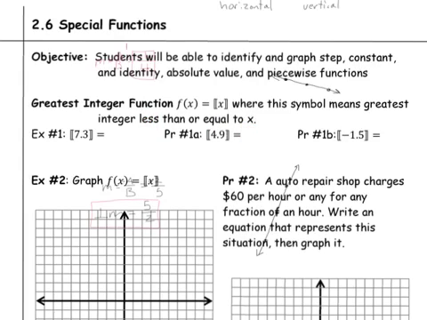So for example, 7.3. Well, what's the greatest integer less than 7.3? Well, it's 7. And the greatest integer less than 4.9 is 4. And you should try and guess what the greatest integer that is less than negative 1.5 is. And hopefully you saw that it's negative 2, right? Because that's what's less than negative 1.5. You might have said negative 1 there. That's a temptation because you think negative 1 is less than negative 1.5. But with negative numbers, it would be negative 2.